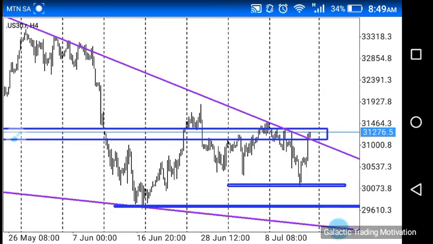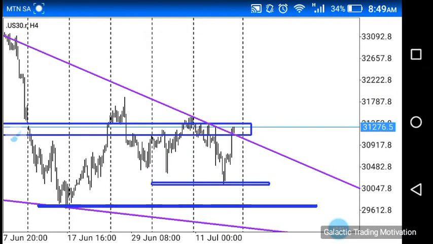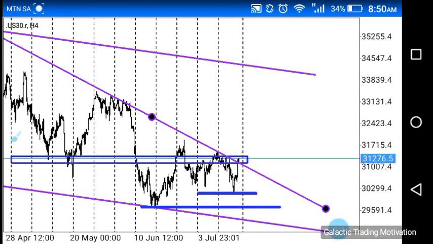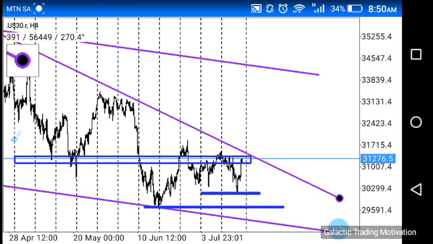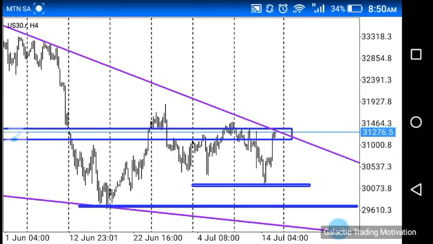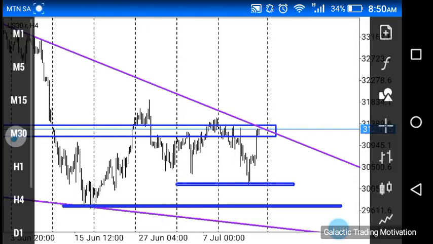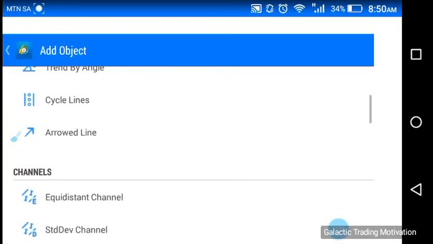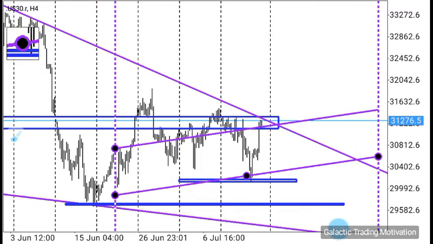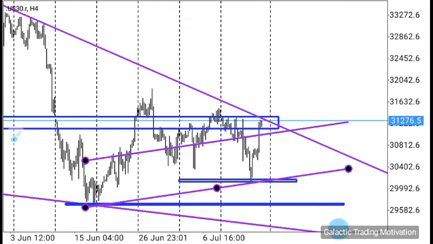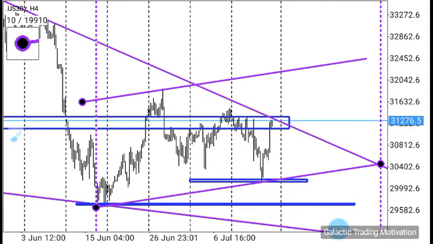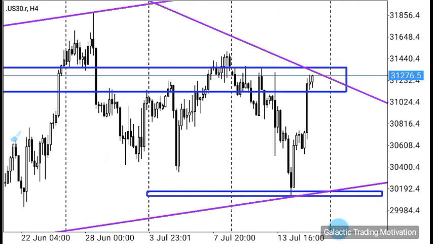So what do we see on the H4 chart? What do we see on the H4 chart that is interesting, or that we should be paying very close attention to? Just bear with me as I fix this trend line. Okay, there we go. So the first thing that I'm going to do is just add my equidistant channel. There we go. All right.